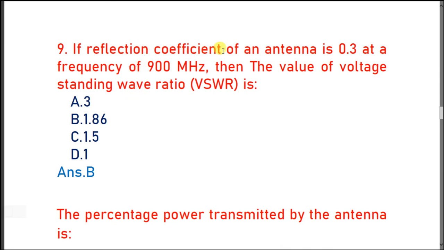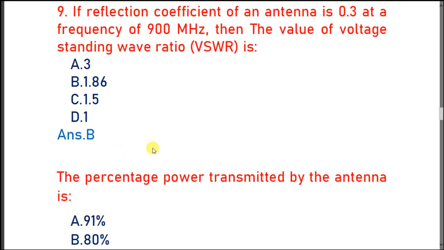If the reflection coefficient of the antenna is 0.3, that is tau is equal to 0.3 at a frequency of 900 megahertz, then calculate the value of VSWR. Okay, so you know VSWR is 1 plus tau divided by 1 minus tau. You put the value of tau as 0.3, and you will get the VSWR as 1.86.